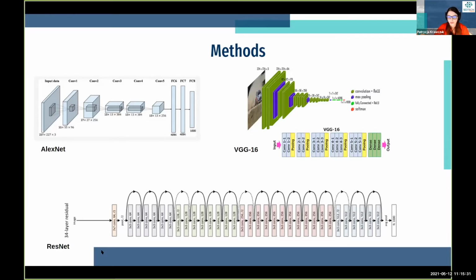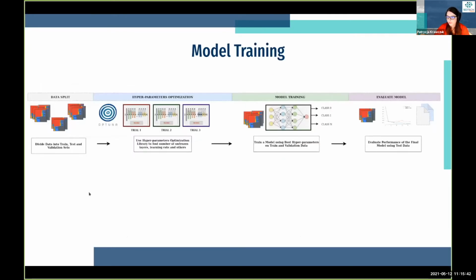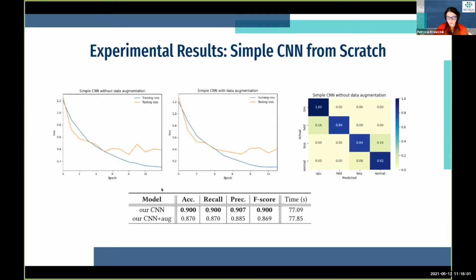And the ResNet architecture is one that utilizes these skip connections that help to mitigate this issue. And here is our diagram that shows our training setup. So we divide our data into training, validation, and test set. We run with different hyperparameters, and then we evaluate our models.